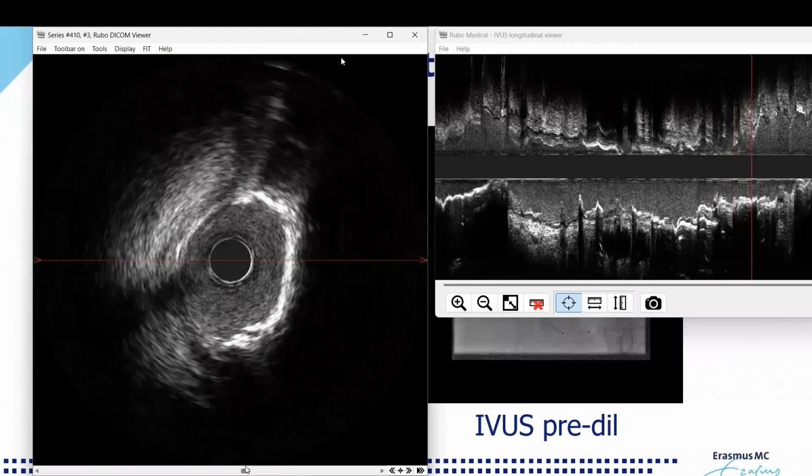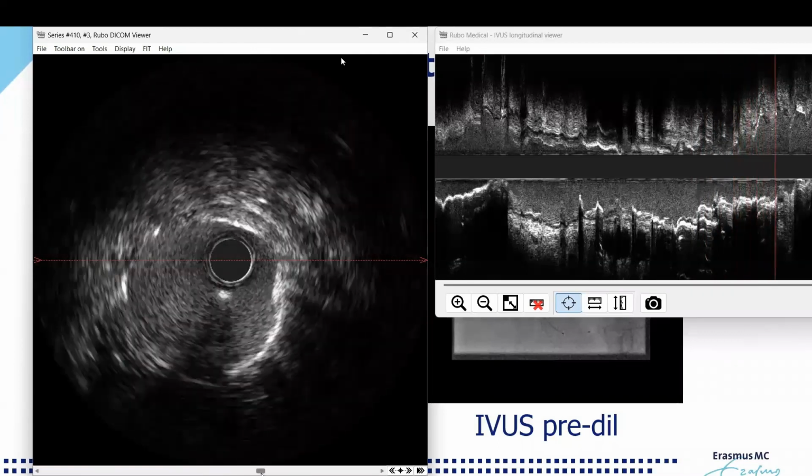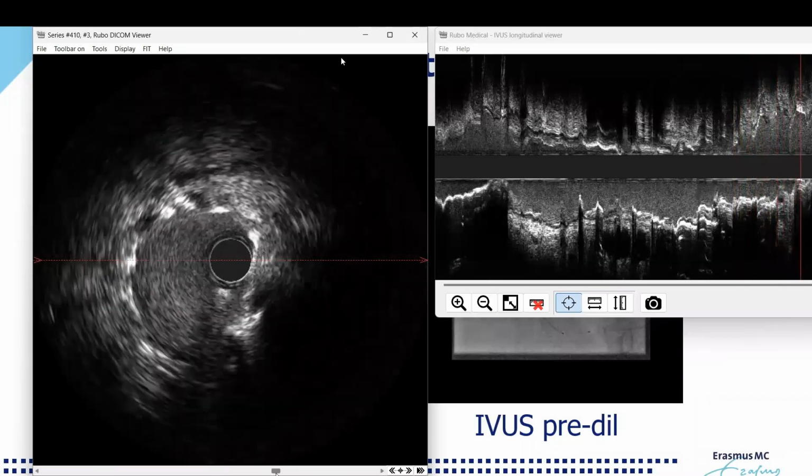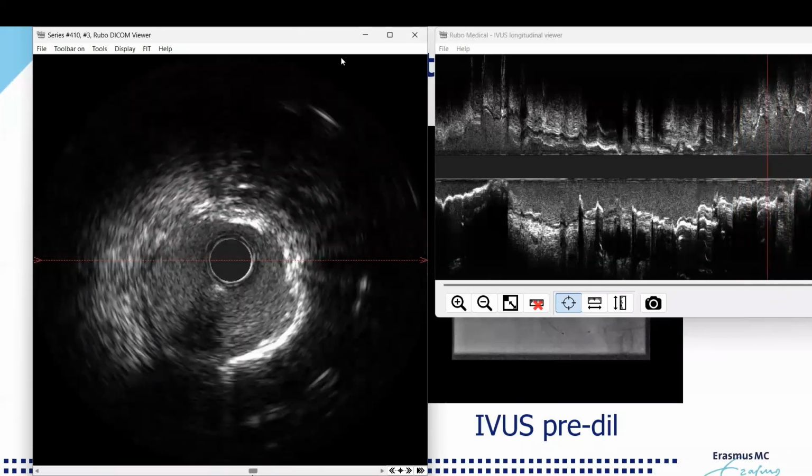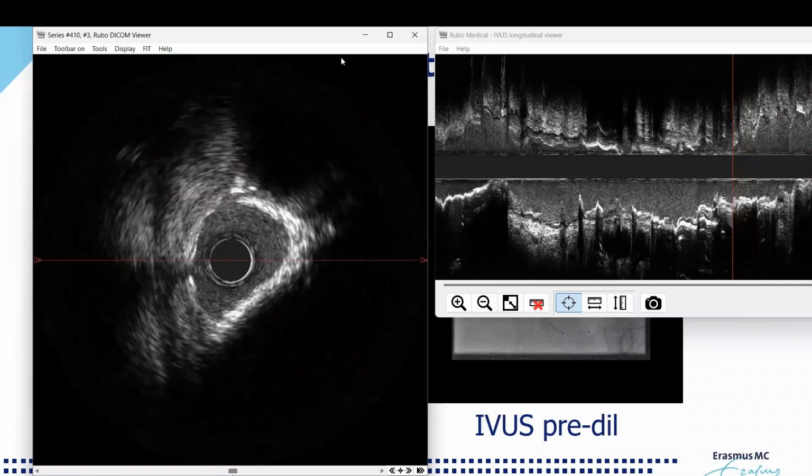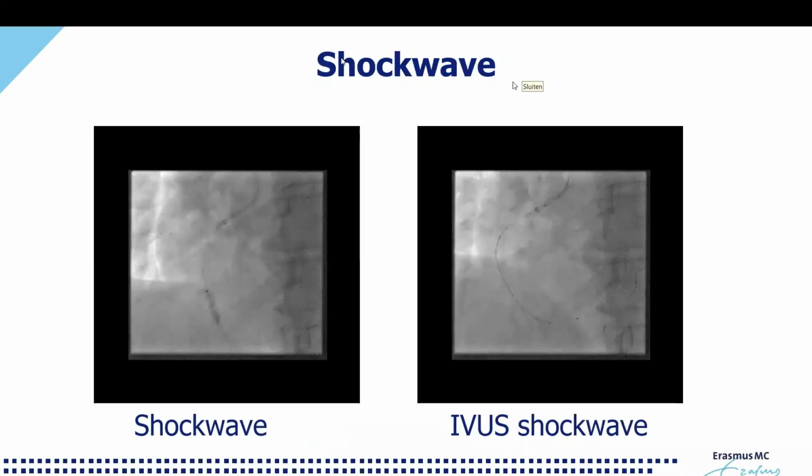I'm very glad that the operator checked his work every time. You see that he didn't take things for granted. So that's critical. That's critical. And he saw that, we can inflate whatever we like, but it didn't work. And then we started indeed with the shock wave.